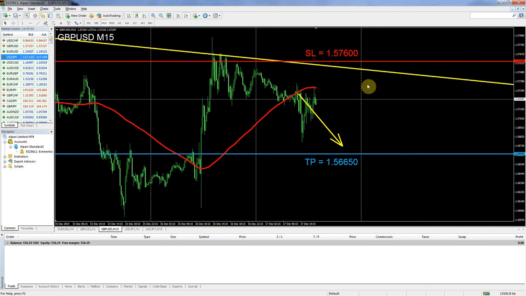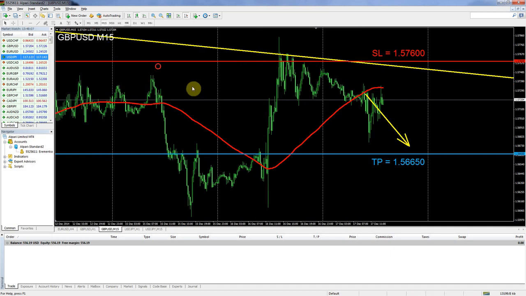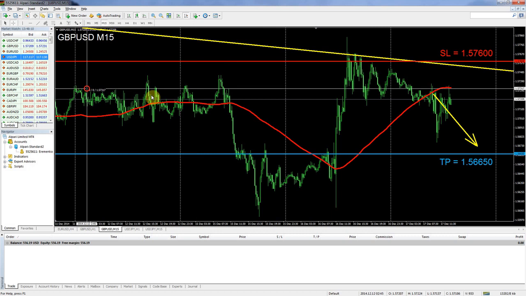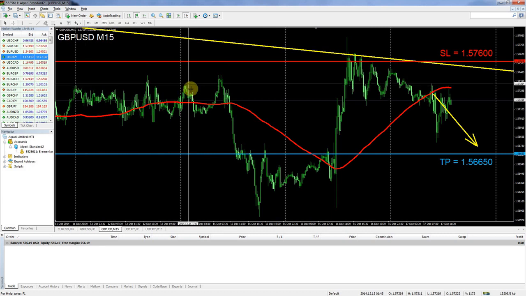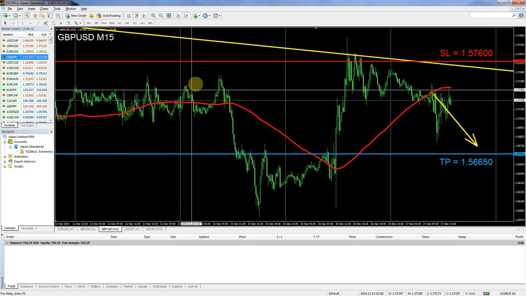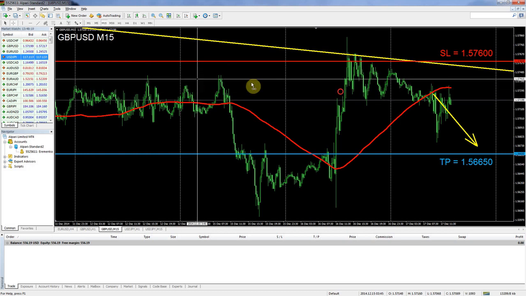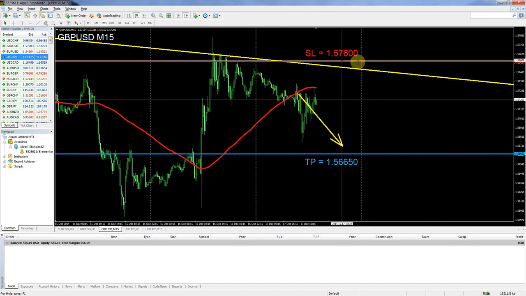I have already chosen the take profit and stop loss, and the stop loss we usually set just above the channel level, and we've also got some quite strong resistance levels over here. As you can see, the price was very uncertain around this level, around 1.57300 and 1.57400. So as long as we set it above over there, we should be in the safe zone.